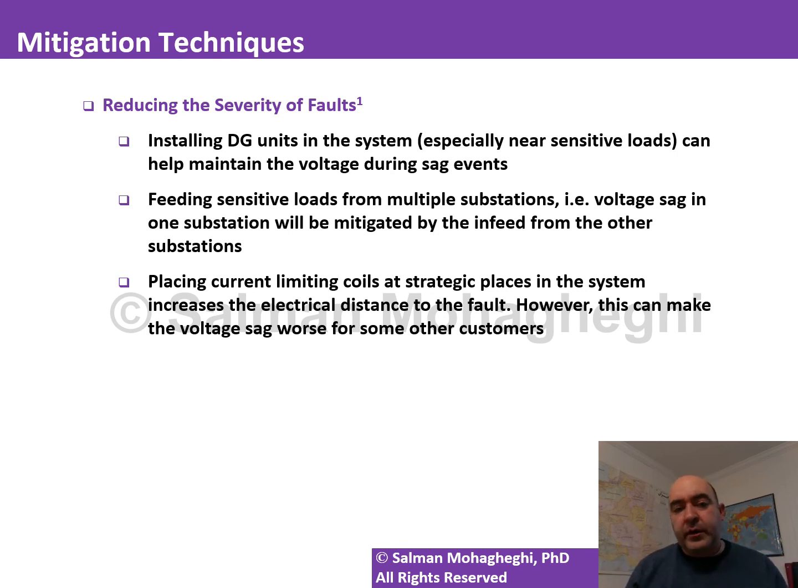And of course, one other thing that we can do is use inductors in series with the lines. These are current limiting coils that basically try to limit the fault current. Mathematically speaking, it increases the electrical distance between your load location and the fault by increasing the impedance between load location and the fault. This, of course, is efficient for a lot of sensitive loads, but keep in mind that it could make voltage sag worse for some other customers. So it really depends on where you are connected to the network and where this particular coil is connected.